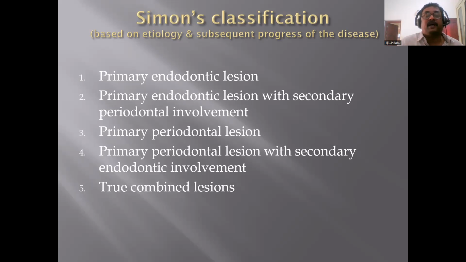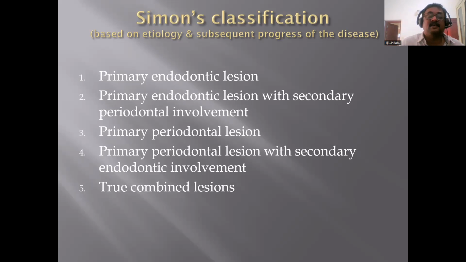Then fourth, you have the primary periodontal lesion with secondary endodontic involvement. In primary periodontal lesion, it has extended or progressed into a stage where the pulp portion of the tooth has been involved. So you should be able to differentiate that there is a pulpal involvement, and then you'll have to do the treatment accordingly. But you'll have to treat both the periodontal and the endodontic condition.